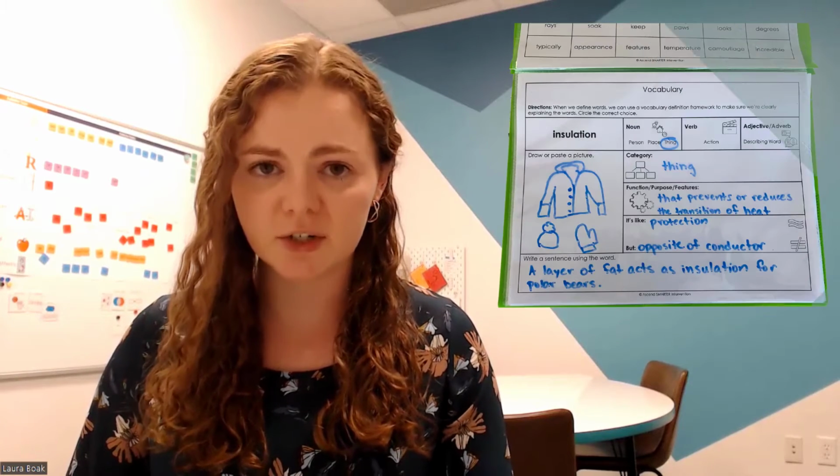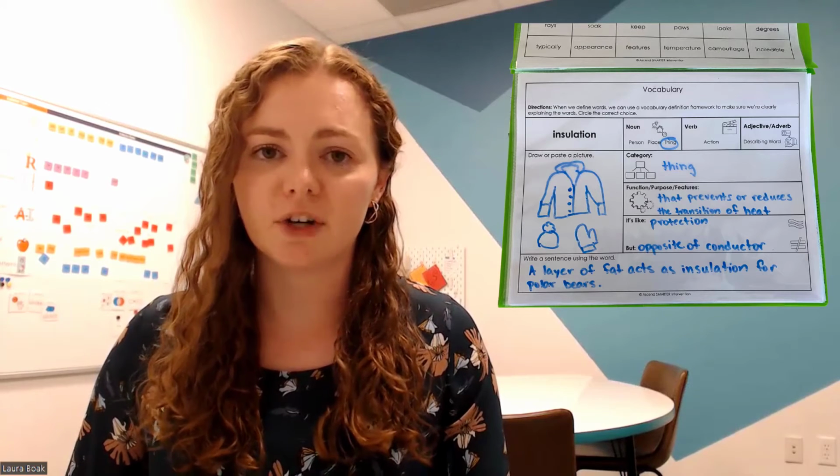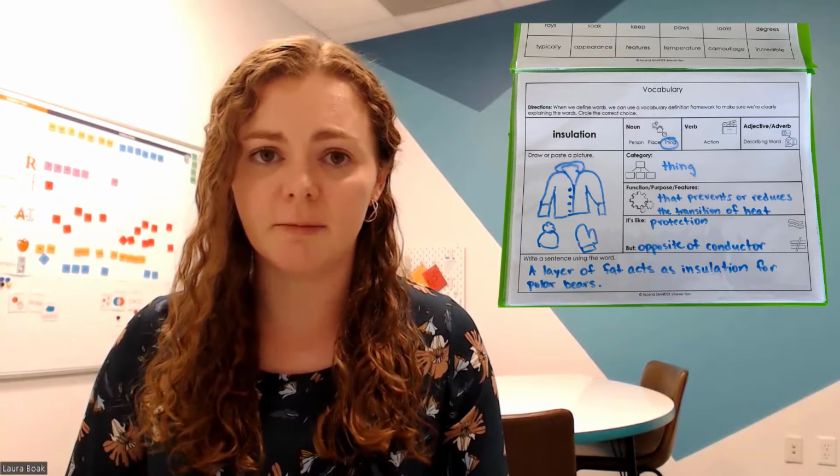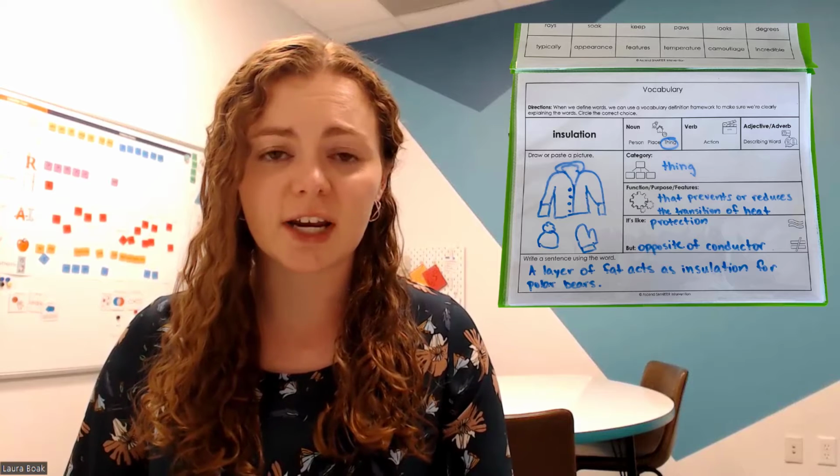Next, we're going to move on to vocabulary. So we have a few words that we picked from the passage, and we're going to ask our students to identify the part of speech, a category, a function or purpose, and a synonym and an antonym. Again, just marking on that data tracking sheet plus or minus so we can track students' abilities in vocabulary.